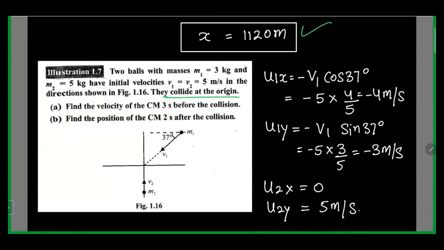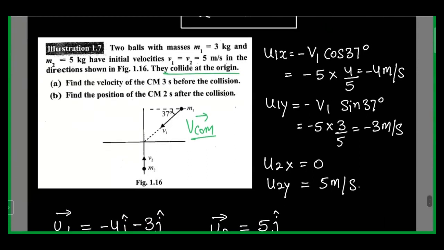But before collision, what is the velocity of center of mass? This is asked. So let's find the initial velocity of m1 and then the initial velocity of m2. What is the x component of the initial velocity of m1? If this is your v1, then your x component will be v1 cos 37, and since it is on the negative side, you will say minus v1 cos 37.